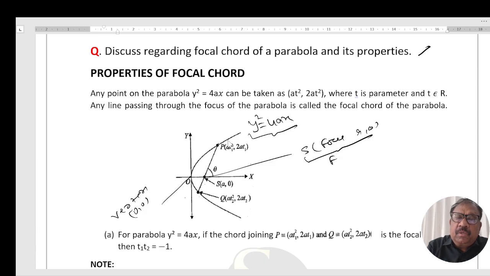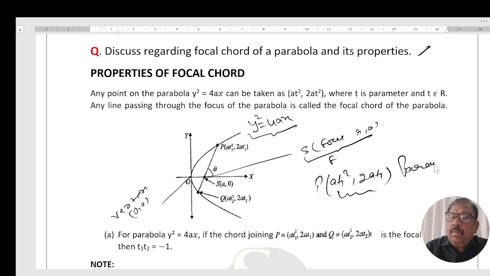If there are two points on the parabola, and on joining them, the line passes through the focus, that line is known as a focal chord. Where point P is (at1 square, 2at1). This is known as the parametric form, where t belongs to real numbers.